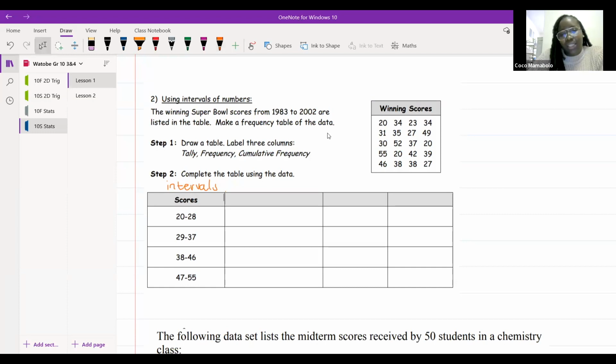Good. It's called an interval. So we're going to put all of these in intervals. I want you guys to go ahead and group these in intervals. I want you to look for all the numbers between 20 and 28, including 20 and 28. So go count up how many of those there are. We're going to have a tally, and then we're going to have a frequency, and we're going to have a cumulative frequency.